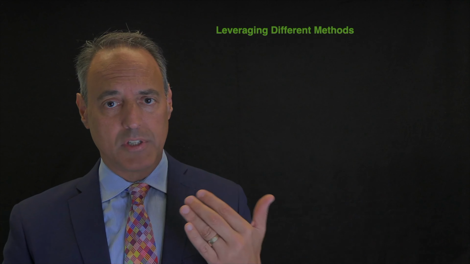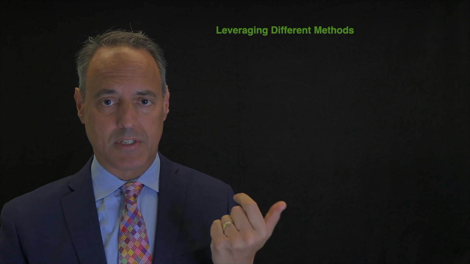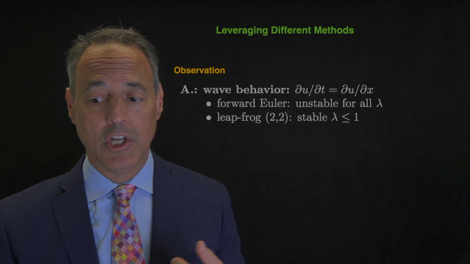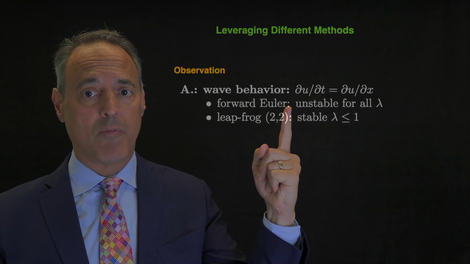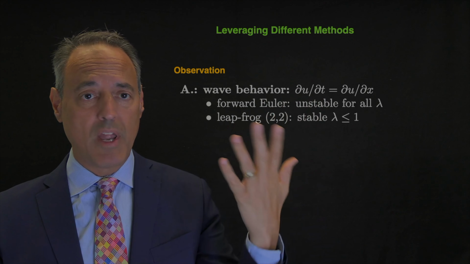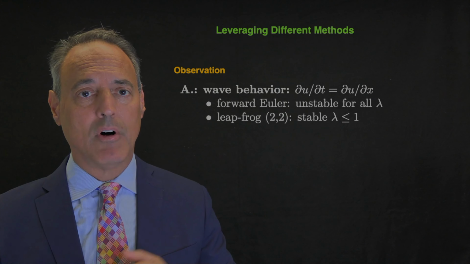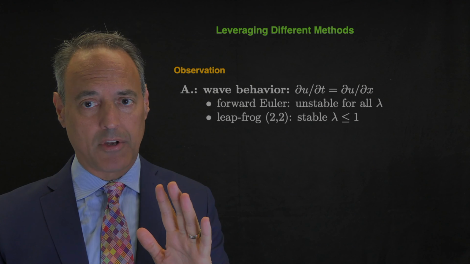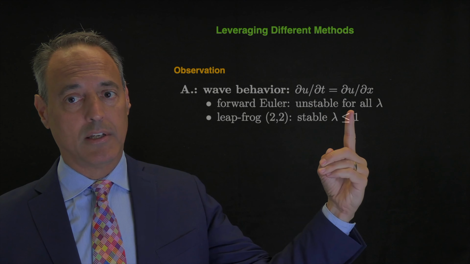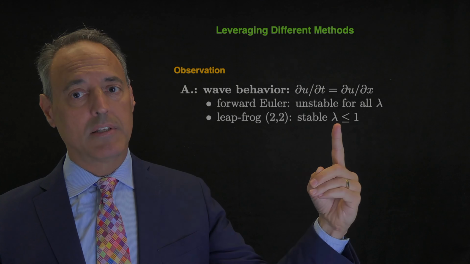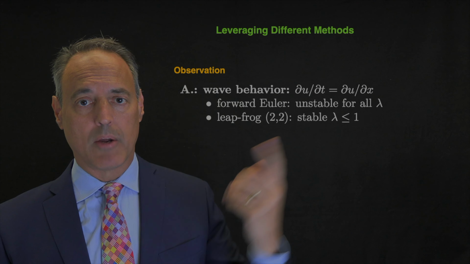It's all about exploitation of some of the physics that you're trying to model, and leveraging different types of methods that are really good for different kinds of behaviors of the PDE. Here's the first observation. If we are solving the one-way wave equation, u_t = u_x, so this is wave behavior, what we found previously is that a forward Euler scheme on this is unstable for all lambda, where lambda is the CFL number. Forward Euler is terrible for the wave equation. In fact, never stable. If we use leapfrog, then it's stable for lambda less than or equal to 1. So leapfrog is the right way to solve this.